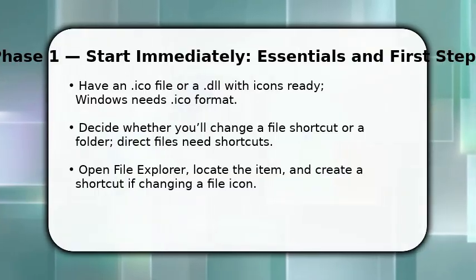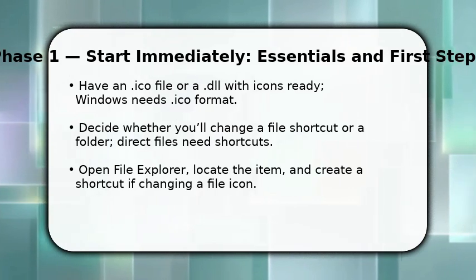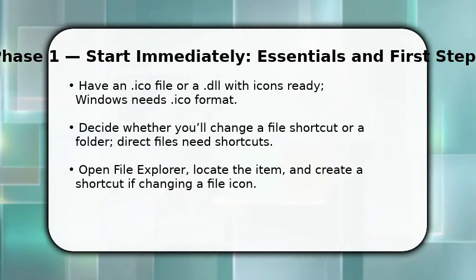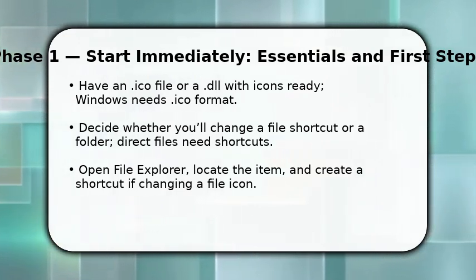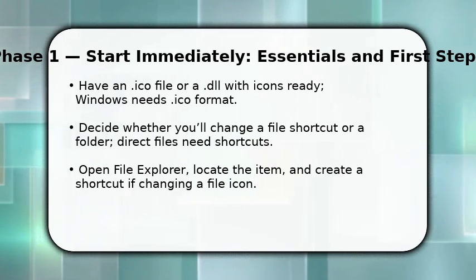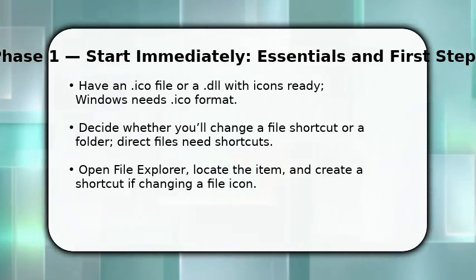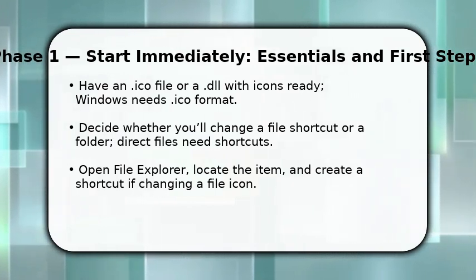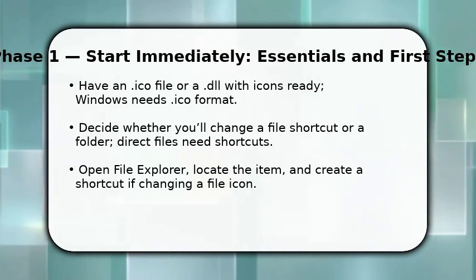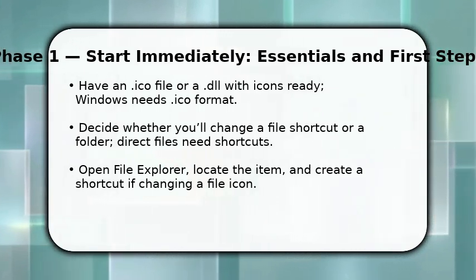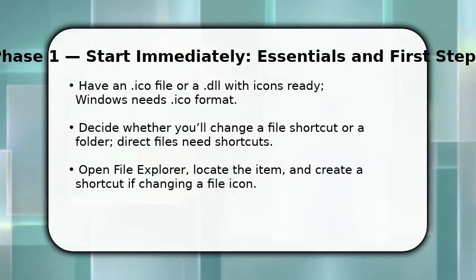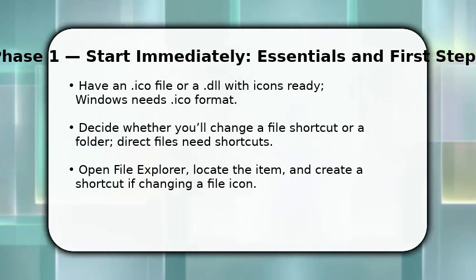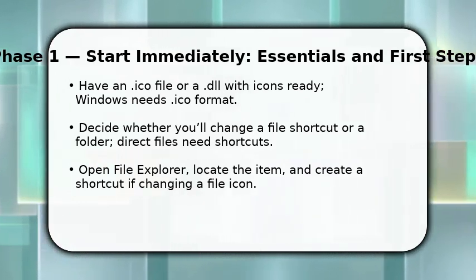You'll start immediately by preparing an icon file and choosing the item you'll alter. Make sure you have an ICO or a resource DLL available because Windows expects that format. Next, create a shortcut for any regular file you want to rebrand. You cannot directly swap icons on most files without a shortcut. Once done, select the shortcut or target folder in File Explorer and keep it selected. This gets you ready for the actual properties dialog where the change happens.